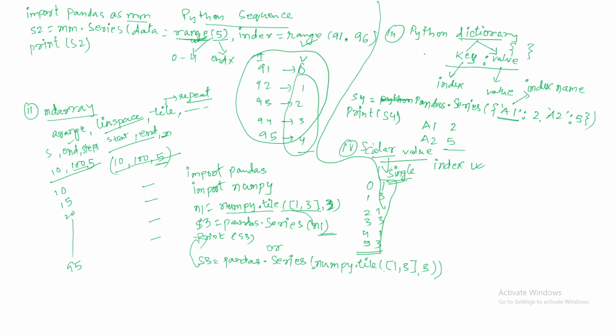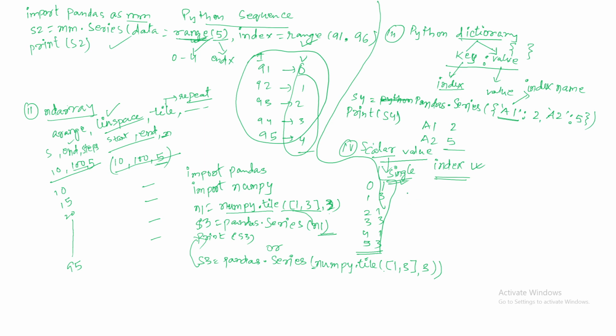But a Python dictionary already takes the key as an index, so for a numpy array it is not necessary to mention the index. A Python sequence also does not need it. But a scalar value needs the index value, because we are giving only a single value. If there are multiple values, then we cannot say it is a scalar value. So how will we write it?